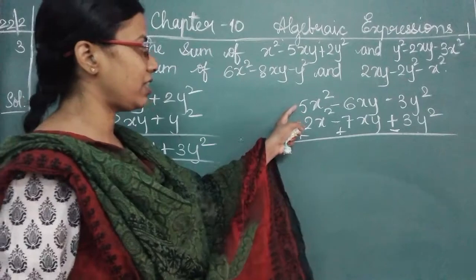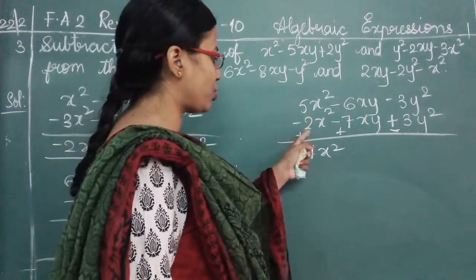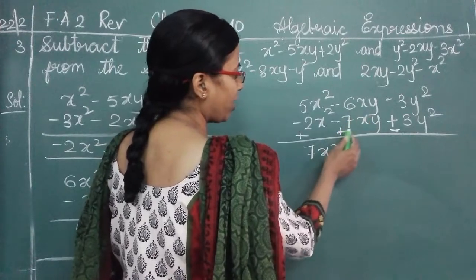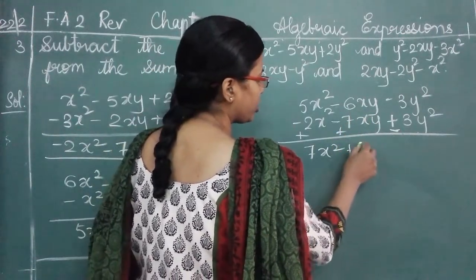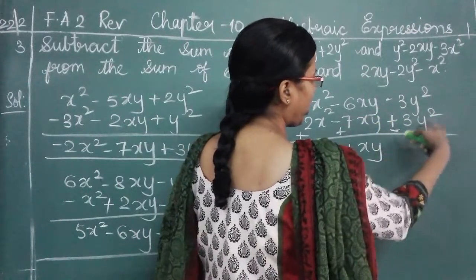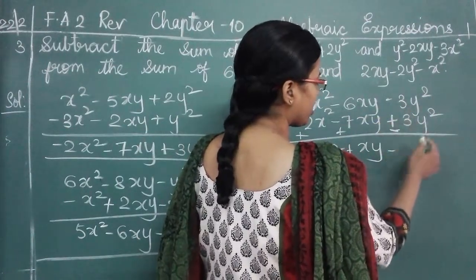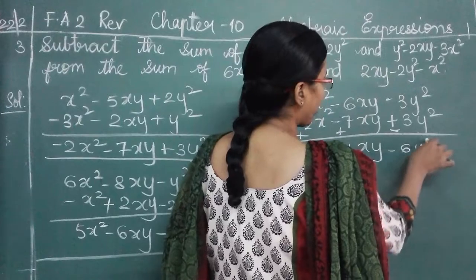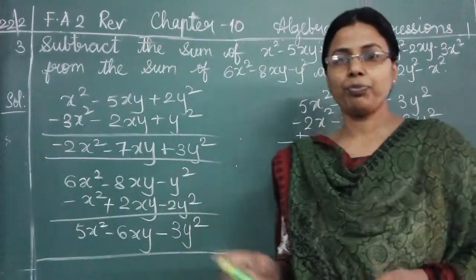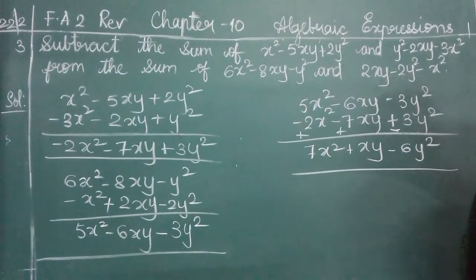So now let's see this. 5 plus 2 is 7x square. Minus 6xy plus 7xy, so it is plus xy. Then minus 3y square minus 3y square. 3 plus 3 is 6. So it is minus 6y square. Understood this? Copy in your homework books, children.